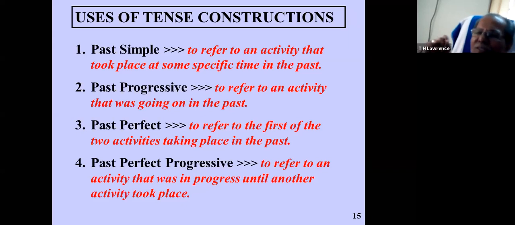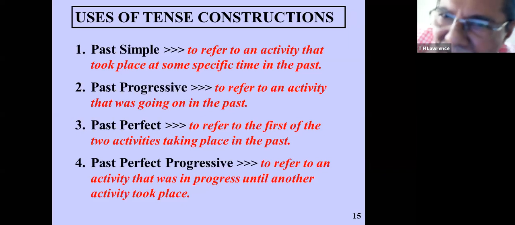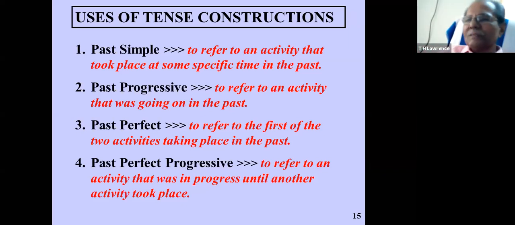So in order to refer to an activity that took place or that happened at some specific time in the past, you need to use past simple. No other tense construction, past simple. Please remember this. Specific time is important. Specific time. Okay. Now go to the next.